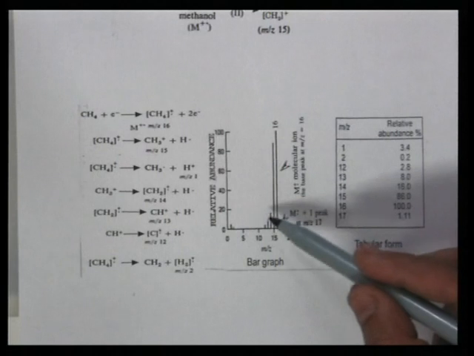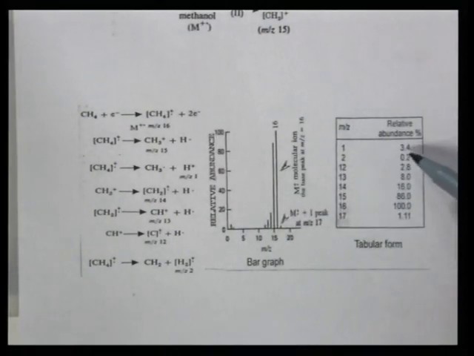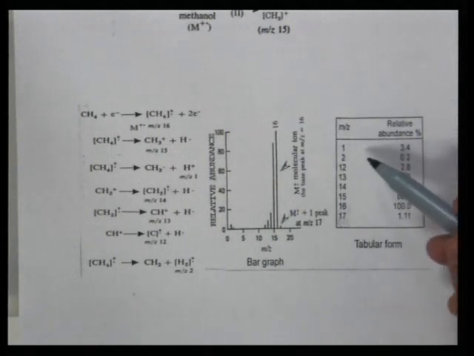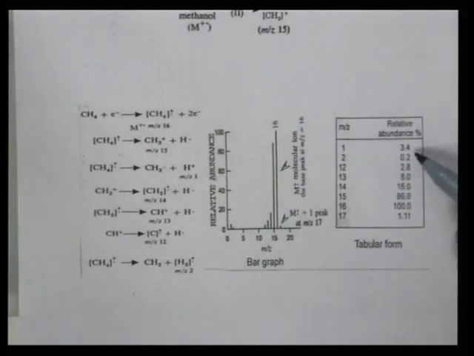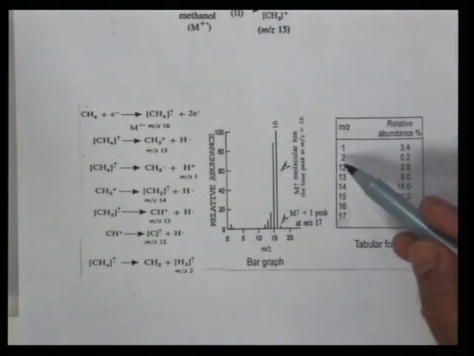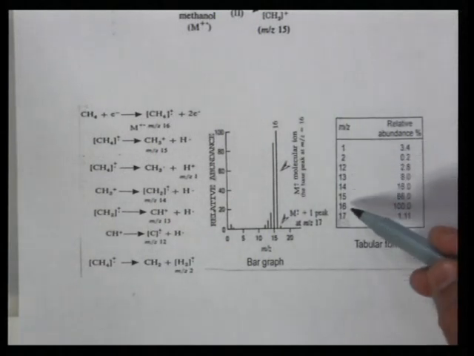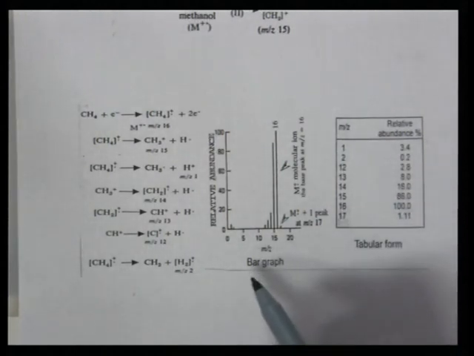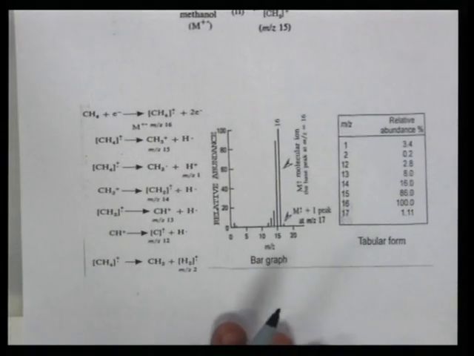Similarly, other peaks are also there, which are written here in this table. The peak at M by Z 1 corresponds to 3.1% relative abundance. Similarly, M by Z values 2, 12, 13, 14, 15, 16 and 17 are given with their corresponding relative abundances. So, fragmentation of the methane molecule is shown here.